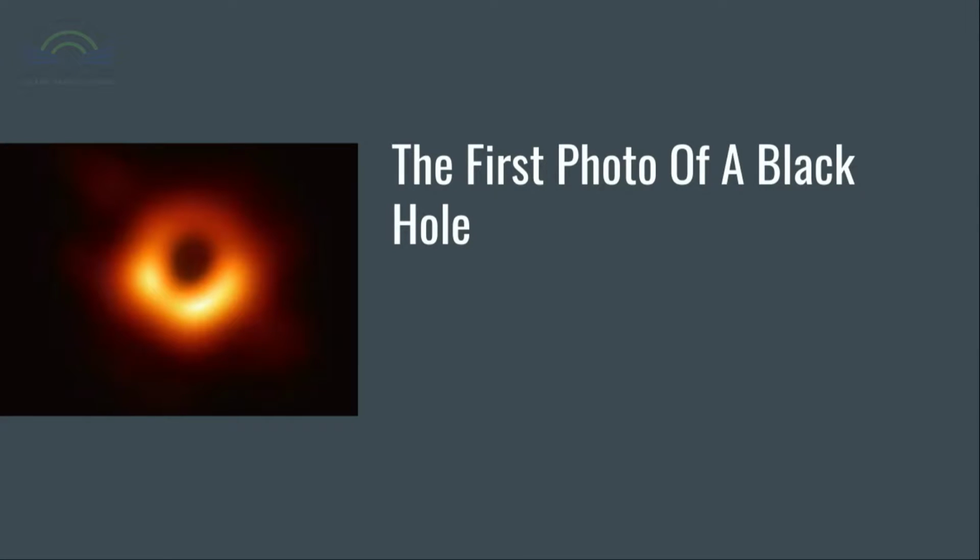So the photo was taken of the black hole in the center of the M87 galaxy. And the photo proves once again that the theory of general relativity holds true. You can tell this by the light patterns around the black hole, and because they predicted that it would look exactly like that.